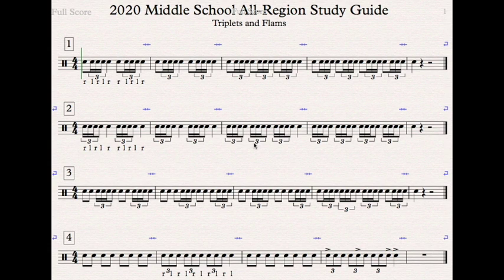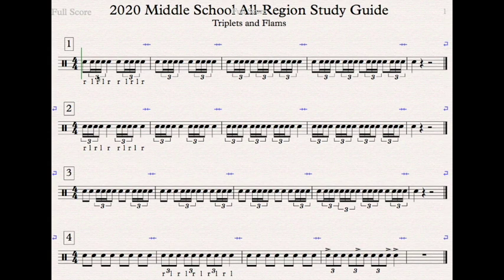Okay, so for this one, we're going to be looking at triplets and flams. We're going to start with the first 4 lines and talk about triplets for a second. We have 2 different kinds of triplets in our region band snare drum etude that you should just in general be familiar with. The first one we're going to look at is a 16th note triplet.